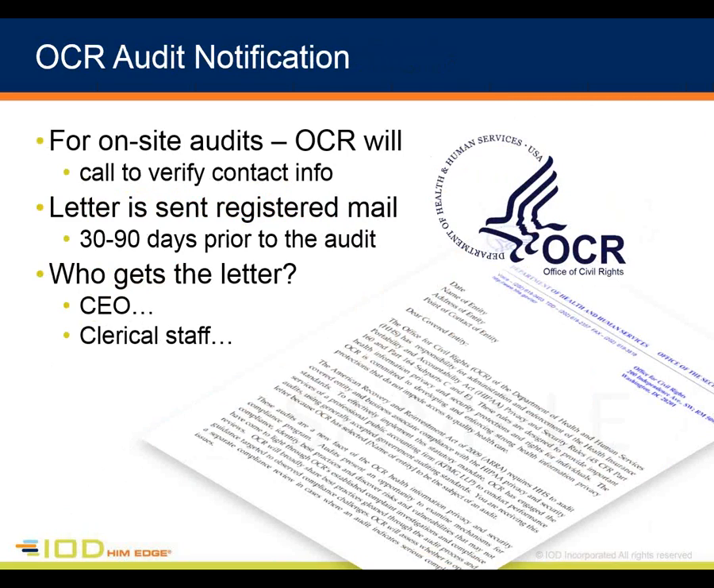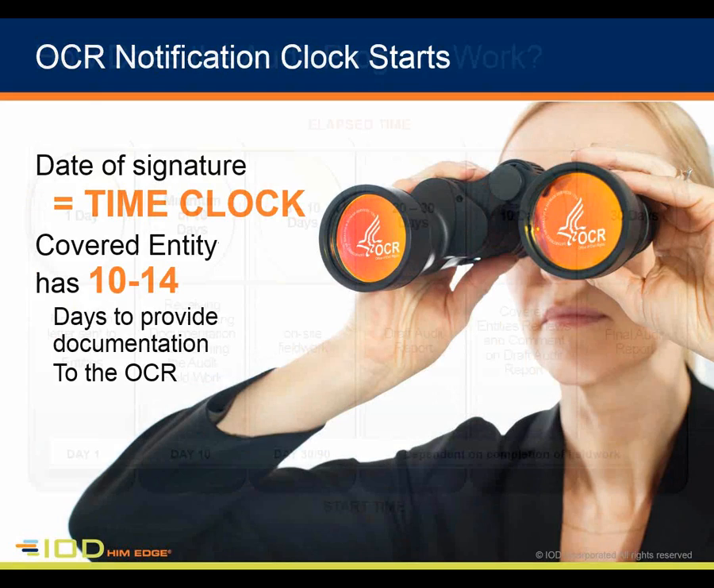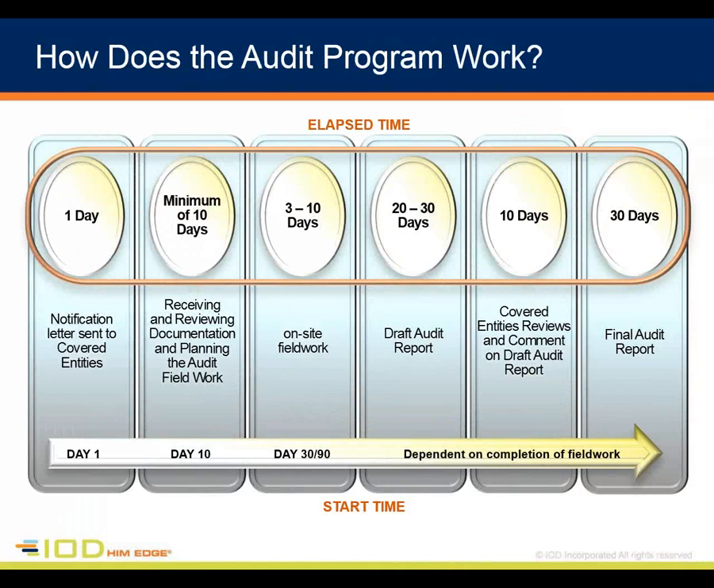I'd like to share with you a little further timeline of how this process works. From what you can see here, the notification letter is sent to the organization. You have a minimum of 10 days to provide the documentation that is asked of you in the notification letter. From receipt of that documentation, you can expect an on-site audit within 30 to 90 days, in which that auditor will spend up to 3 to 10 days on-site. After that, a draft audit report will be provided within 20 to 30 days, and you'll have approximately 10 days from that point to review and comment back on the draft audit report. Once the OCR receives your responses, you will receive a final audit report within 30 days.